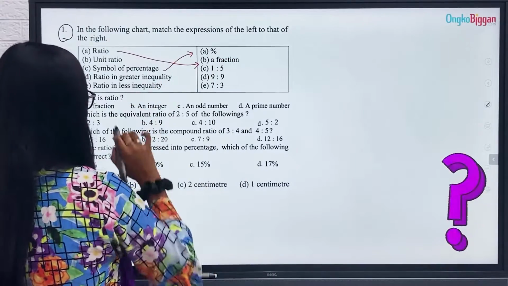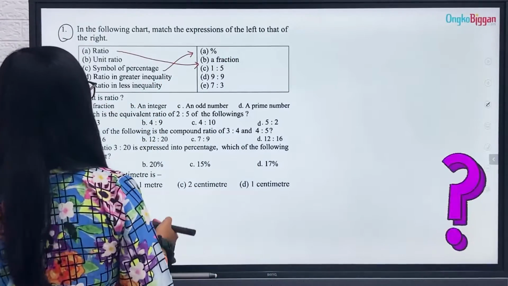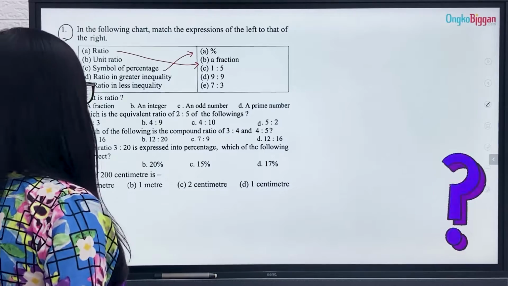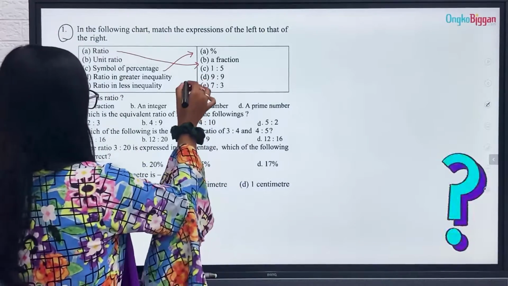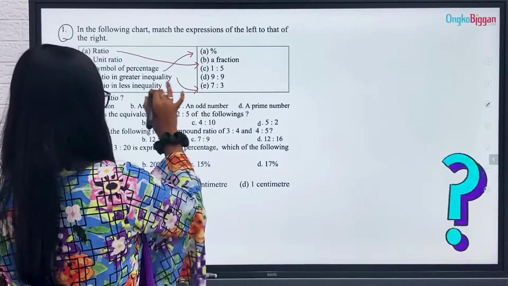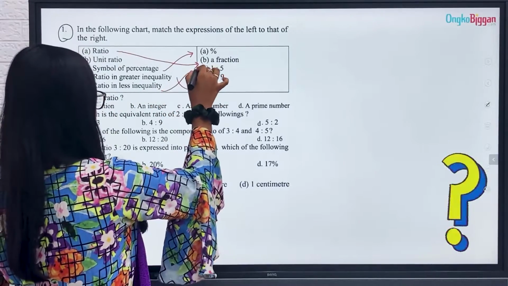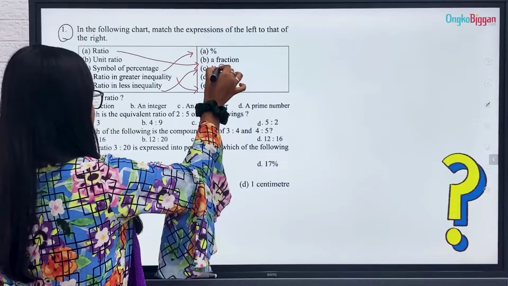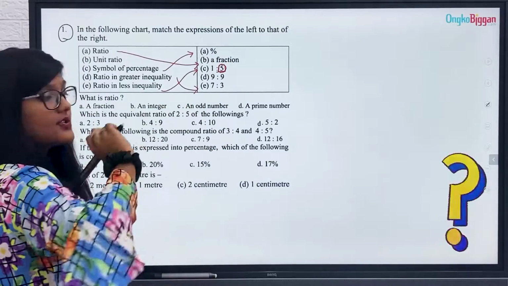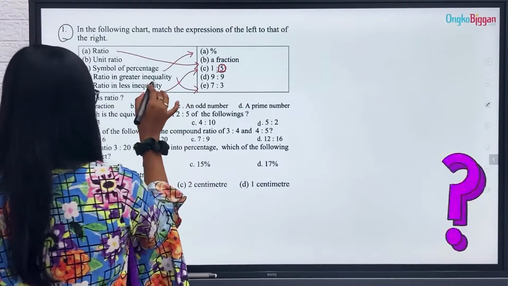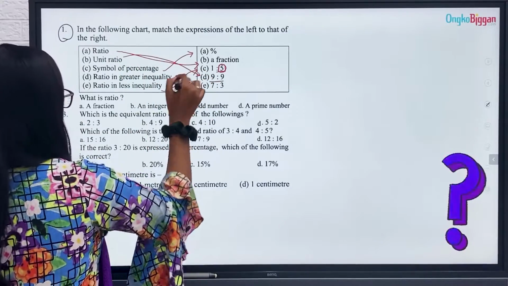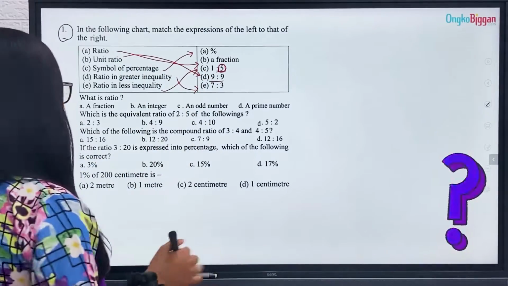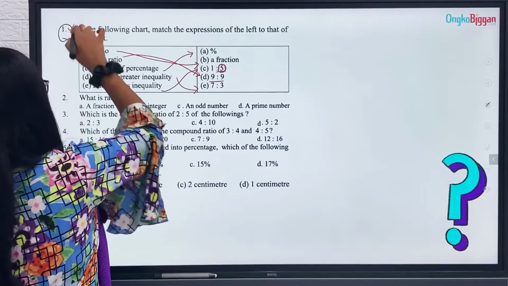Here ratio in greater inequality, basically when the antecedent is larger, we call it ratio in greater inequality. So here it will be this one. Then ratio in less inequality will be this one. Here the subsequent is larger, the antecedent is of smaller value. Then unit ratio 9:9. That means the antecedent and subsequent are the same. So we are done with number 1.